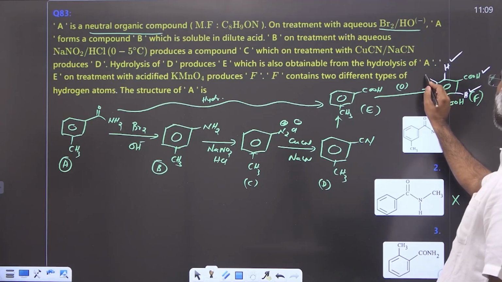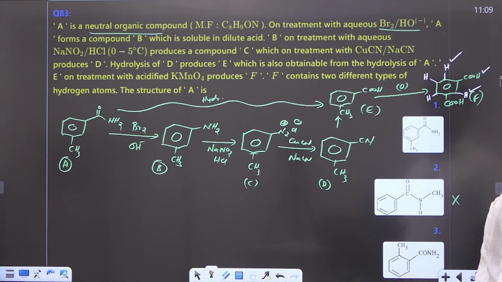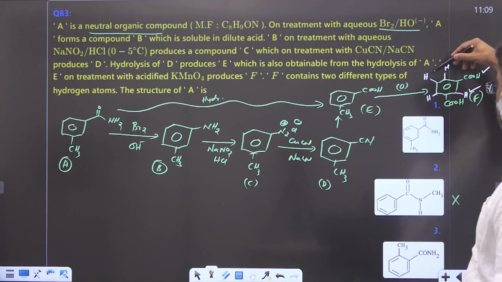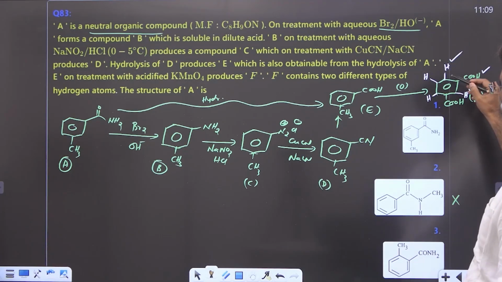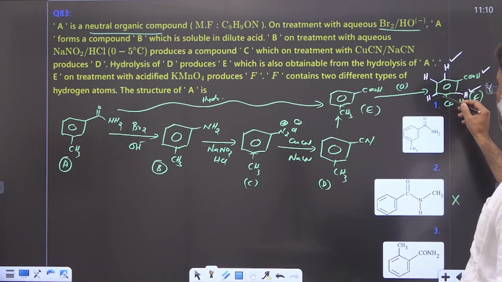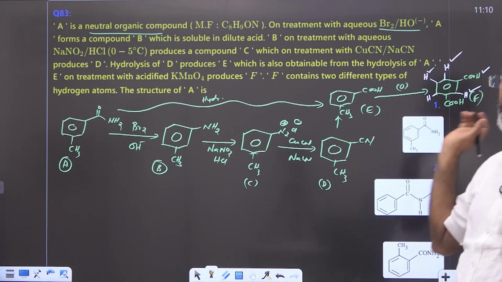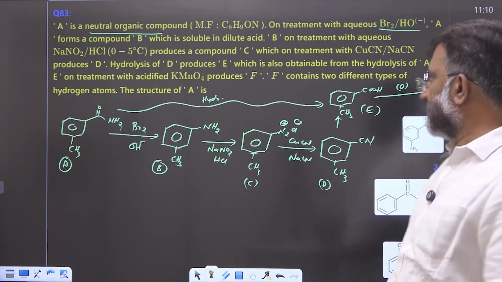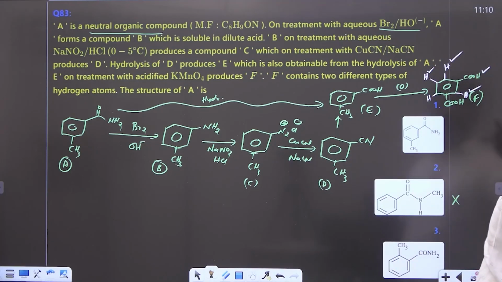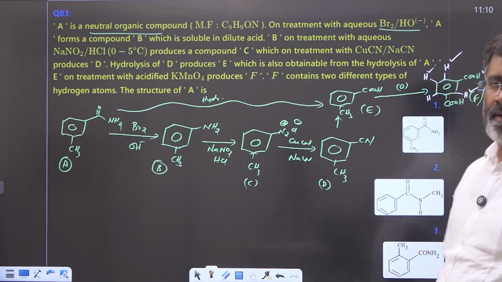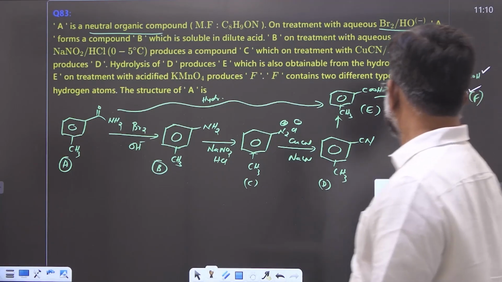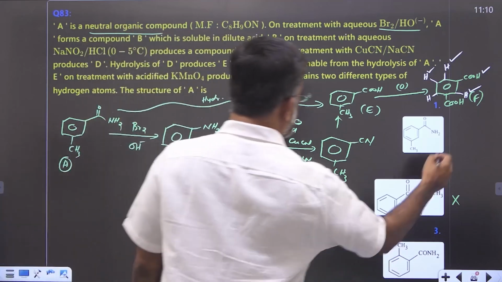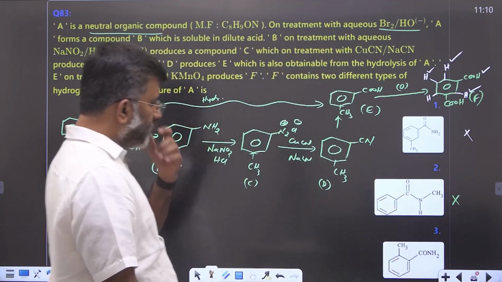And this hydrogen is different, right? This hydrogen is different. The hydrogen ortho position to this, these two are the same. So there is not just two different types of hydrogen; there is more than two. 1, 2, 3, 4, it seems. More than two types. So the answer is not option 1.